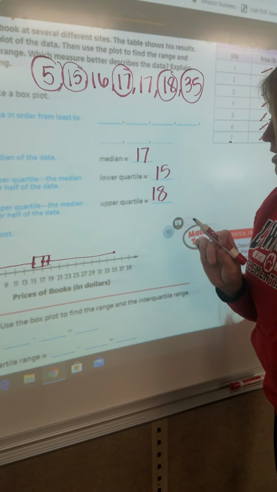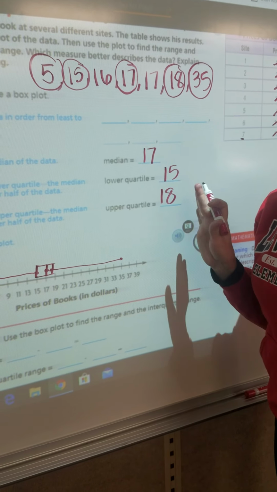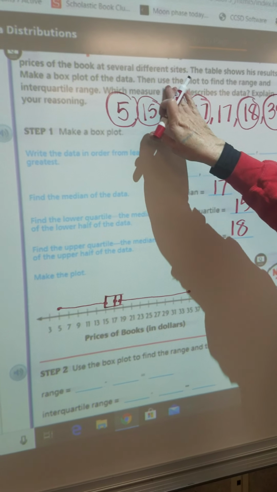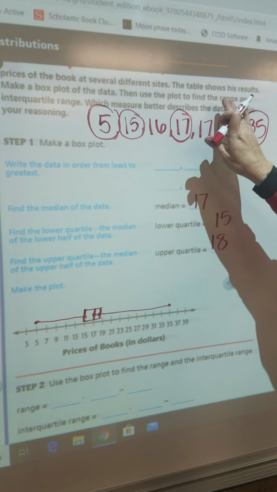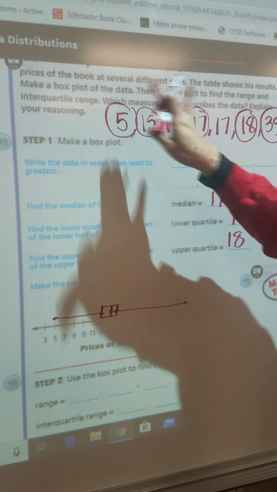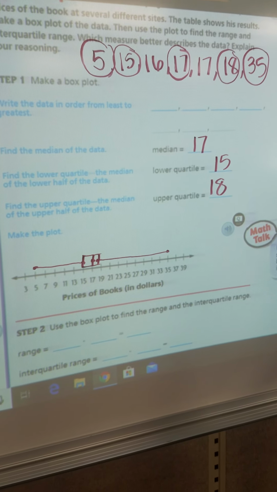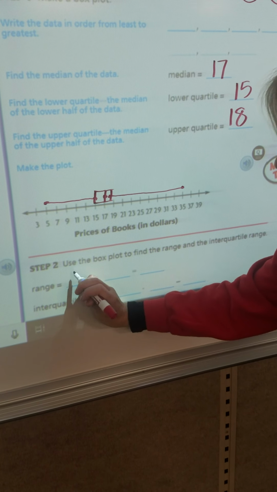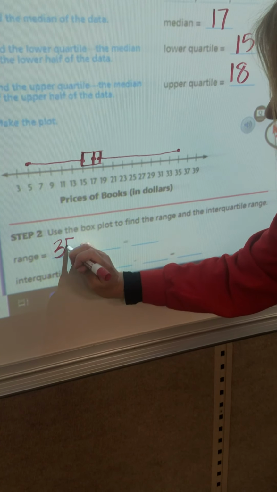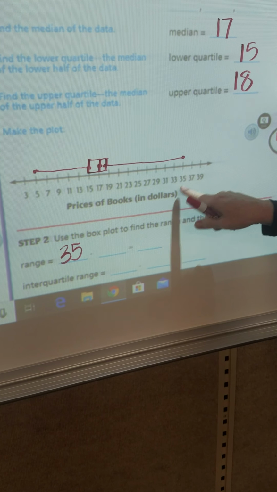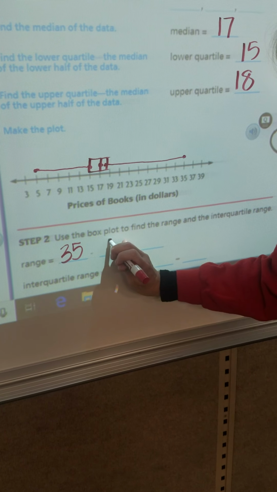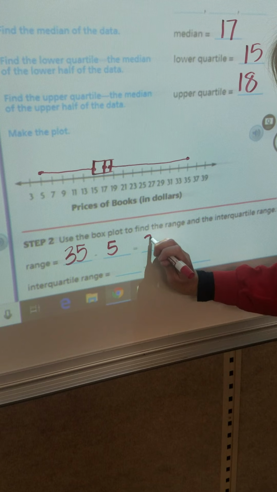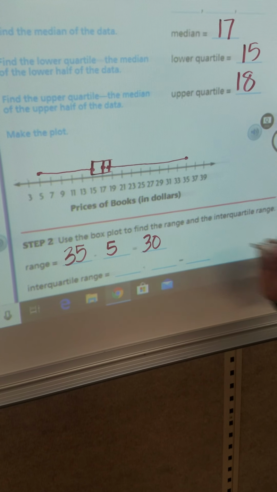Okay. All right, so let's go back to our question. It says, use the box plot to find the range and the interquartile range. Okay, so the range, boys and girls, is our highest value, which is 35, minus our lowest value, which is 5. So our data values have a range of 30.